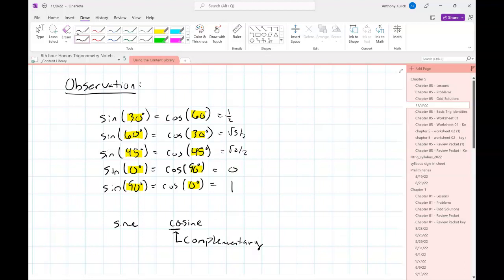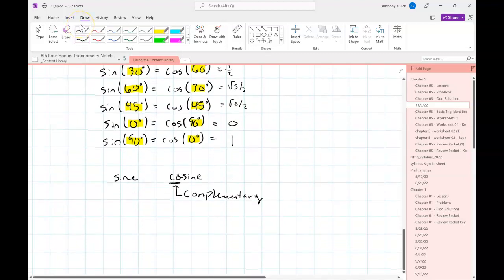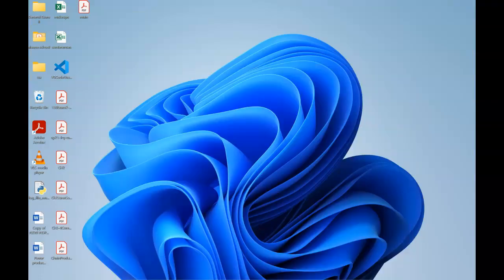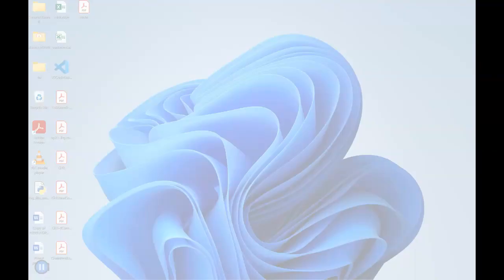So, believe it or not, the same relationship exists between secant and cosecant, and between tangent and cotangent. The same complementary relationship. We're going to formalize that relationship now into a set of identities. We call these the cofunction identities.